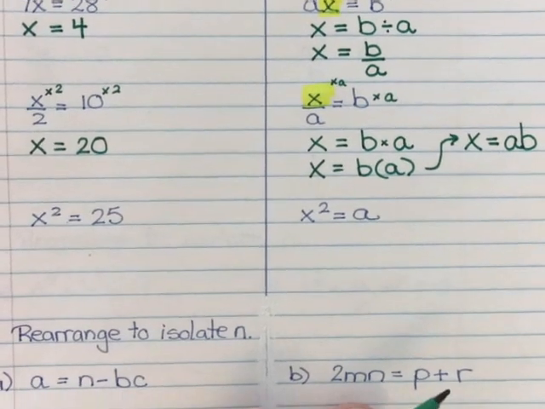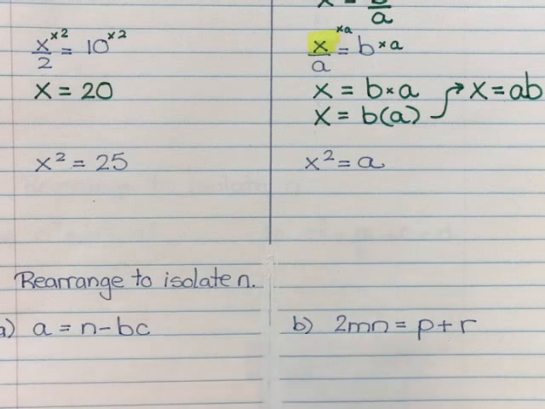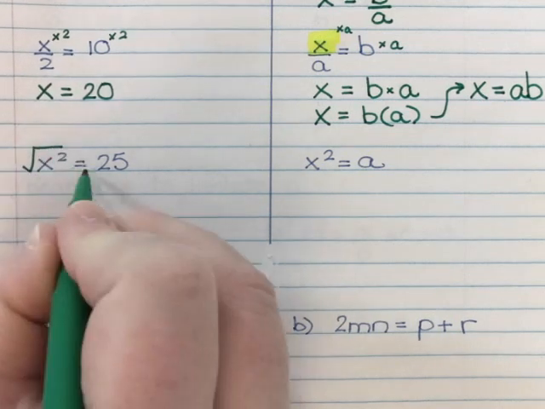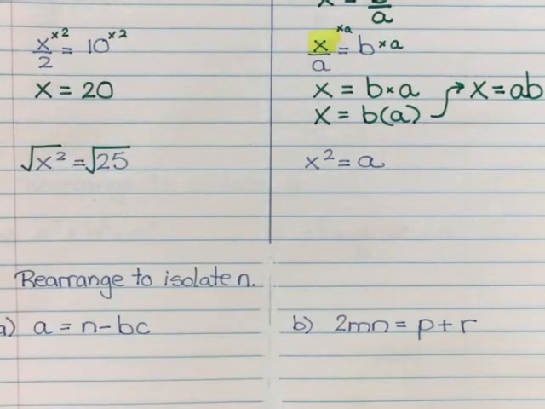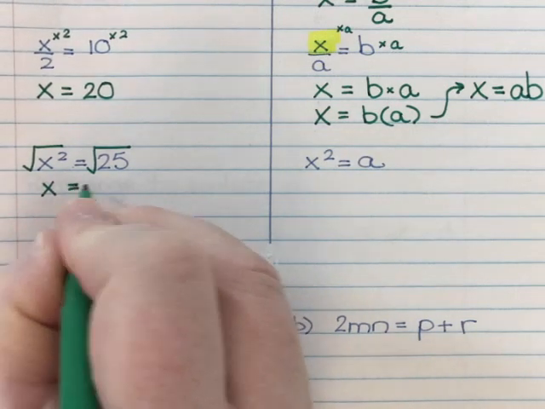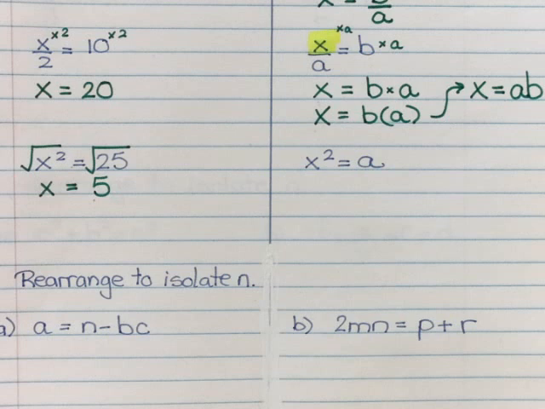All right, and my last one, I have x squared equals 25. So to cancel out a square, we would do the opposite, which is a square root. And what we do to one side, we do to the other. Now the square root of 25 is 5. So that means x equals 5.